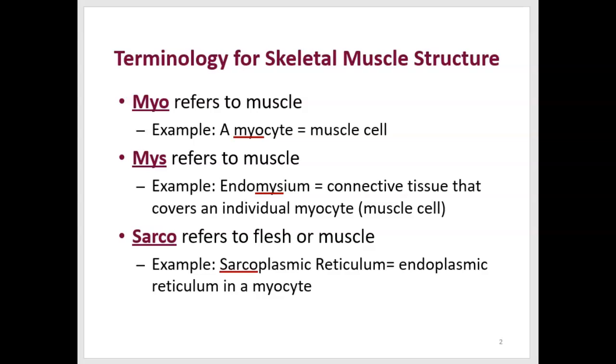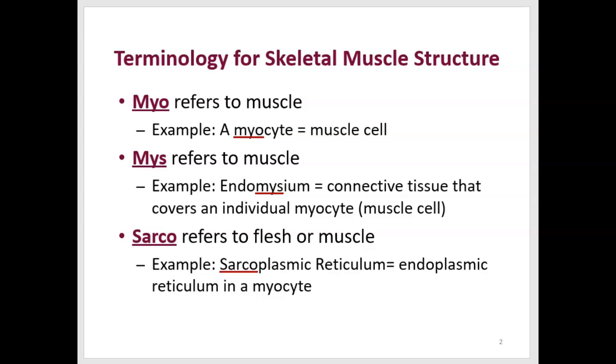Before we look at the specific structure of skeletal muscles, it's going to be helpful for you to be acquainted with some terminology or definitions of terms that are used to name specific structures inside a muscle. So these three terms are myo, mys, and sarco. Myo refers to muscle, as does mys. Sarco refers to fleshiness or flesh, but a muscle is kind of flesh, so they use that as well.